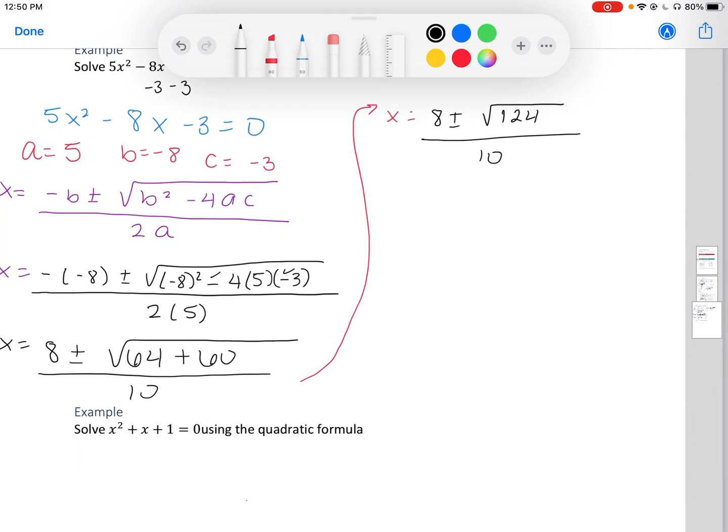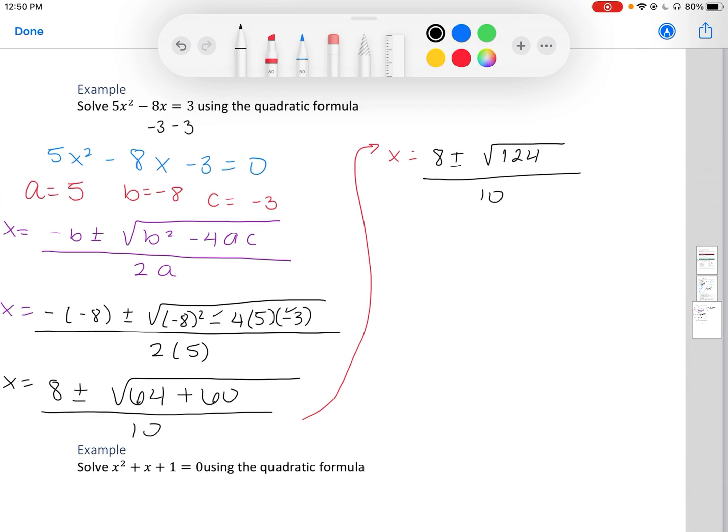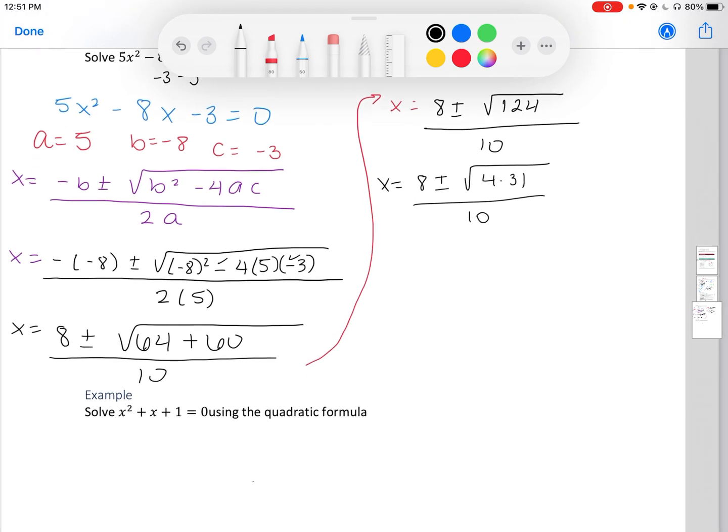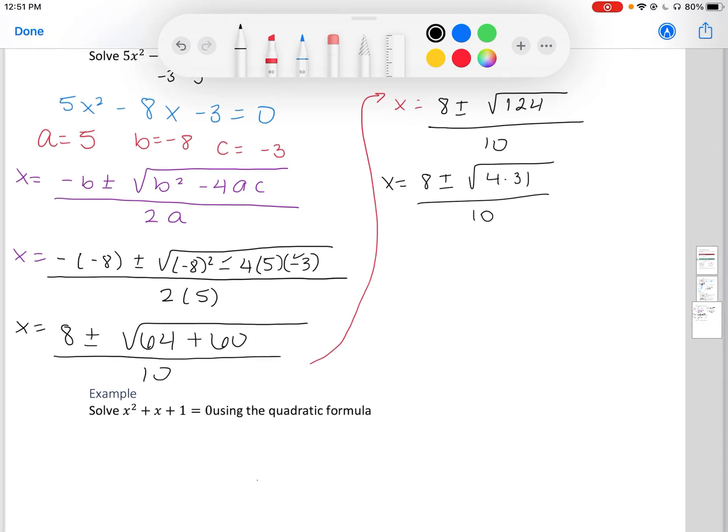So 124 is not a perfect square, so you have to think of numbers that multiply to give us 124 that are a perfect square. Let's start with 4, which is one of the smallest perfect squares we have. So can that be divided by 4? And we see that it can. So I have 8 plus or minus, and if we divide by 4, we're left with 4 times 31, all over 10. Now I can take the square root of 4, which is 2.